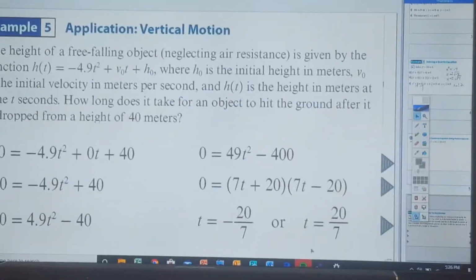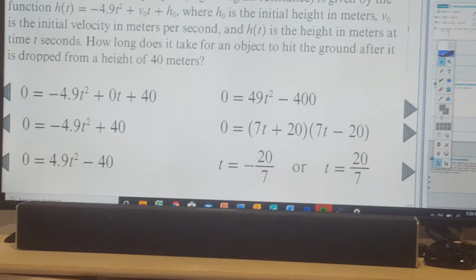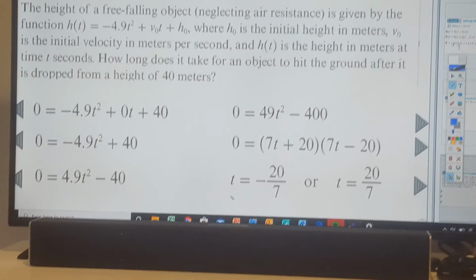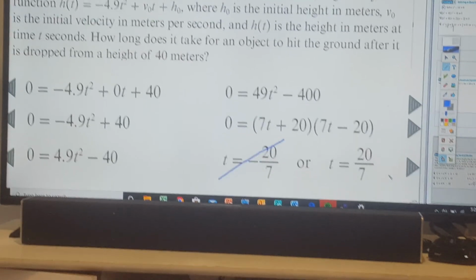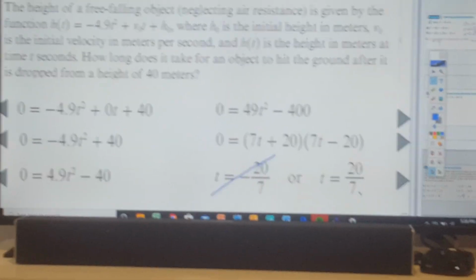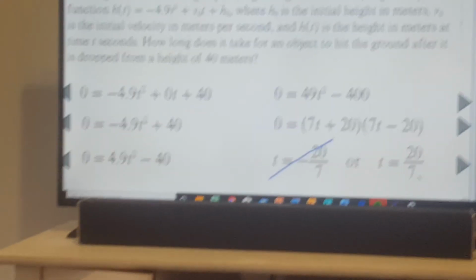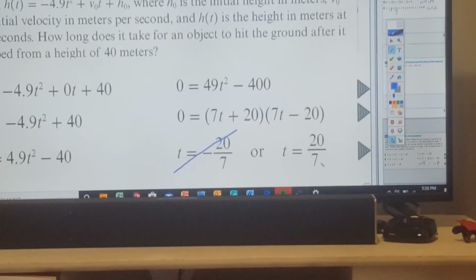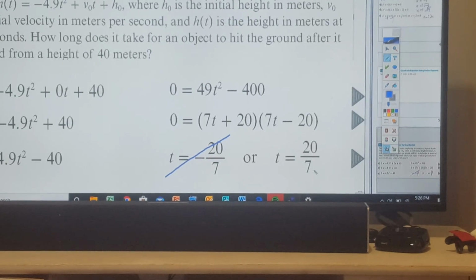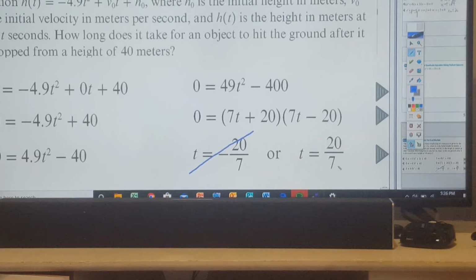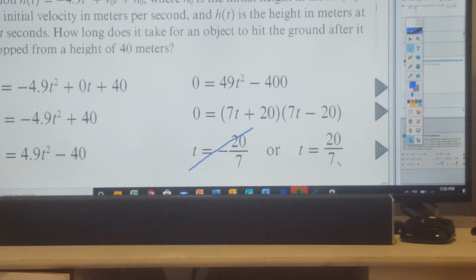Okay, so go back to the screen. Anytime we get this, when we're using the application problem, if you get a negative time, we're just going to cross that out. We don't need to use that. Negative time doesn't exist. So the one we're going to use is t equals 20 over 7, and we can convert that to a decimal in our calculator, or keep it as a fraction. Usually we'll convert it, and that tells us how many seconds it would take that ball to hit the ground.